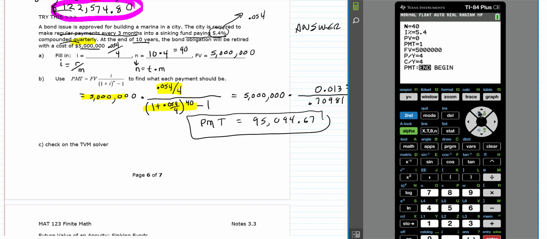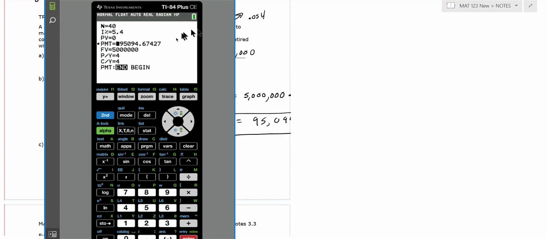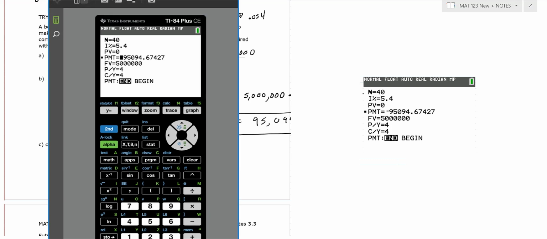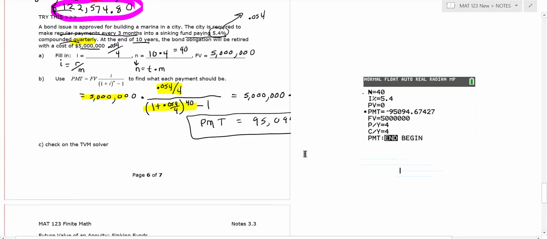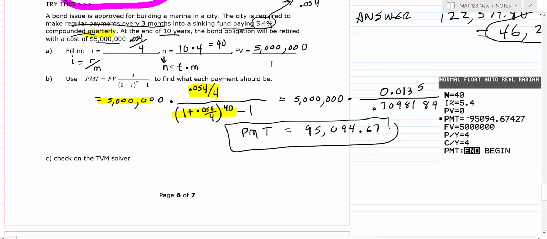And then you want to go to the payment. So you get the cursor blinking on payment. Then you go alpha solve, and then it gives the same answer. Now it gives a negative. That's just the way that the computer is programmed, but it'll give you exactly the same answer. Okay, so that's kind of the idea on that. So that's what I end up getting, that checks the answer on that problem then.